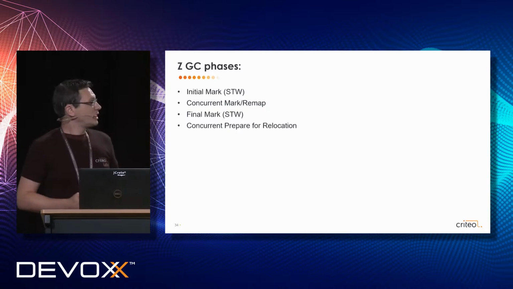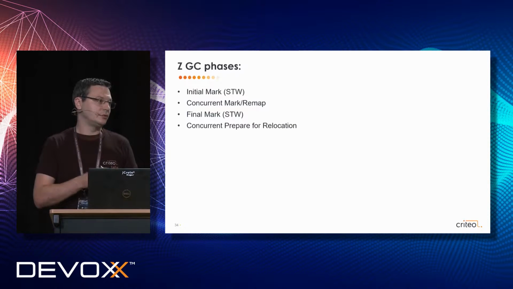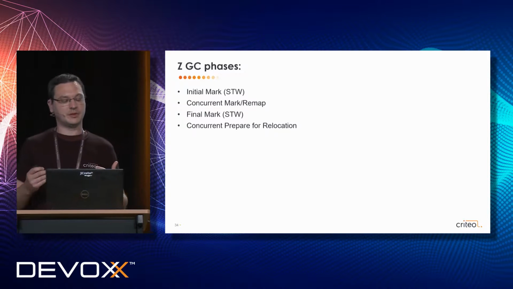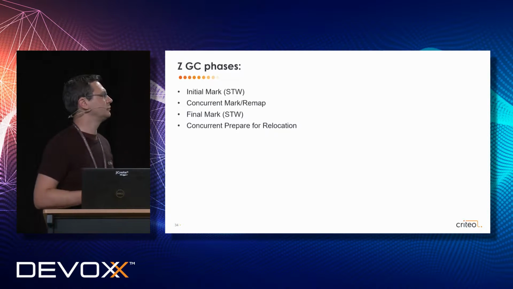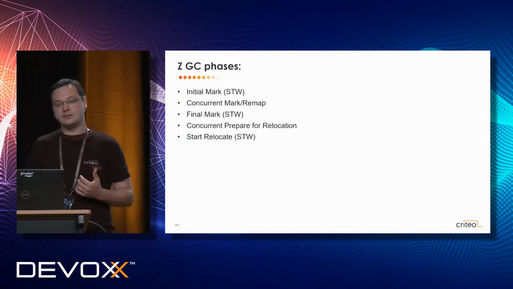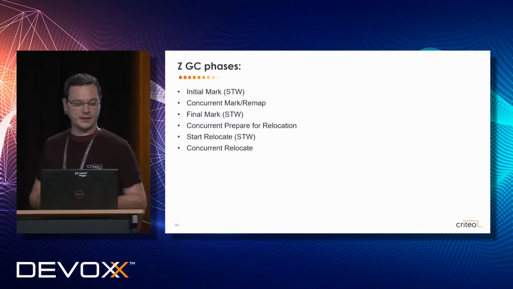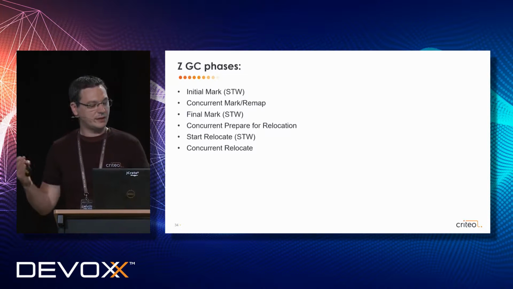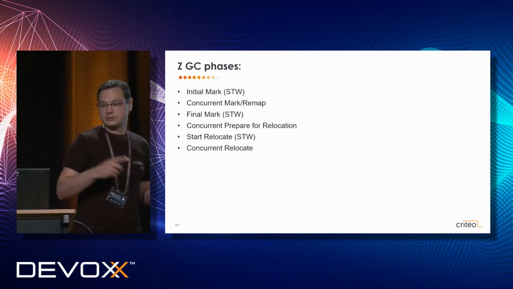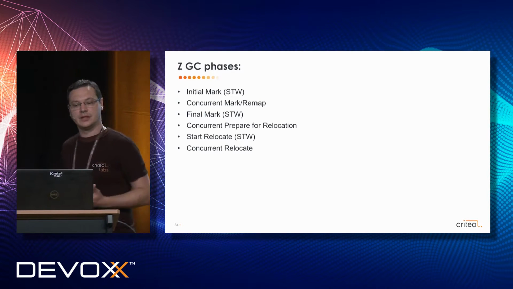Concurrent prepare for relocation. That's the part where you can process the special references like weak, soft, phantom concurrently. They sync for starting the relocation phase. The concurrent relocation phase happens at that time, and then we cycle to the initial mark again and the remap.